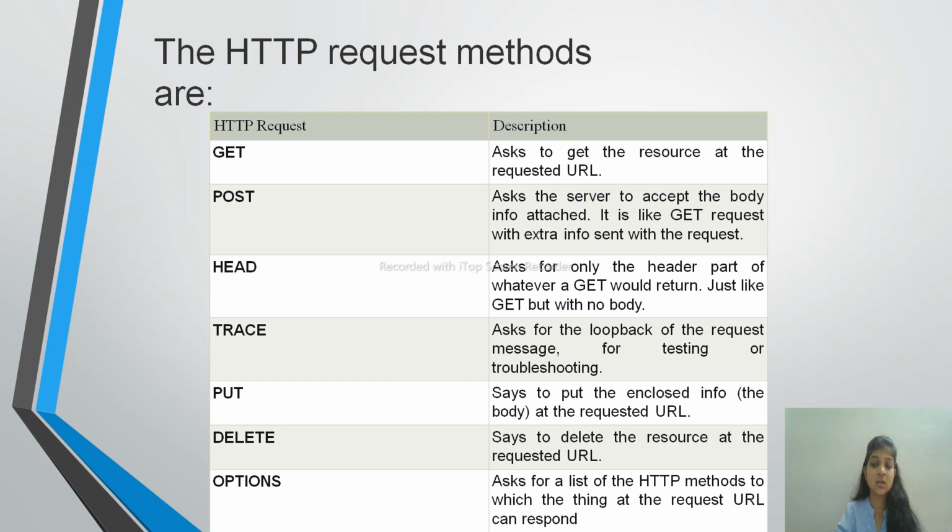GET. Ask to get the resource at the requested URL. POST. Ask the server to accept the body information attached. It is like GET request with extra information sent with the request. HEAD. Ask for only the header part of whatever a GET would return, just like GET but with no body. TRACE. Ask for the loopback of the request message for testing or troubleshooting. PUT says to put the enclosed information at the requested URL. DELETE says to delete the resource at the requested URL. OPTIONS. Ask for a list of the HTTP methods to which the thing at the request URL can respond.